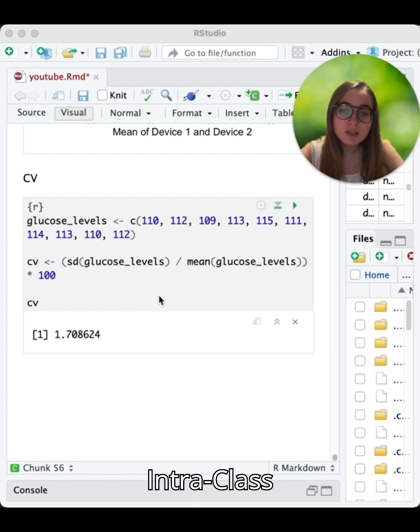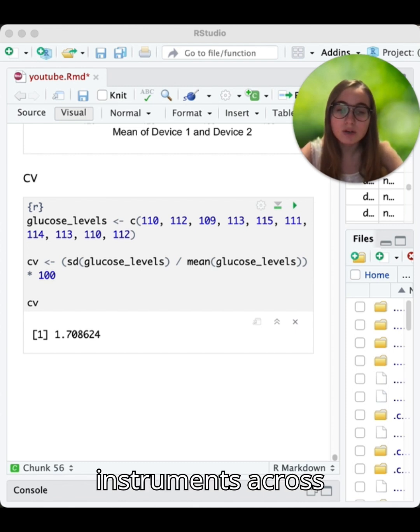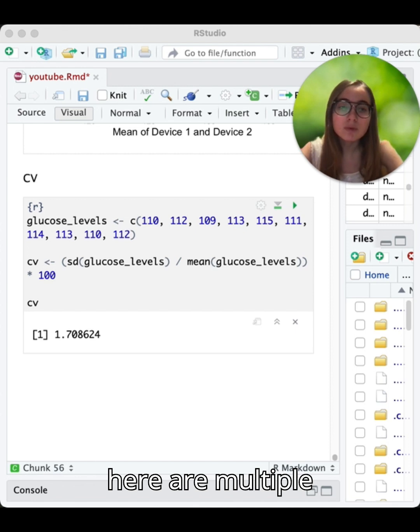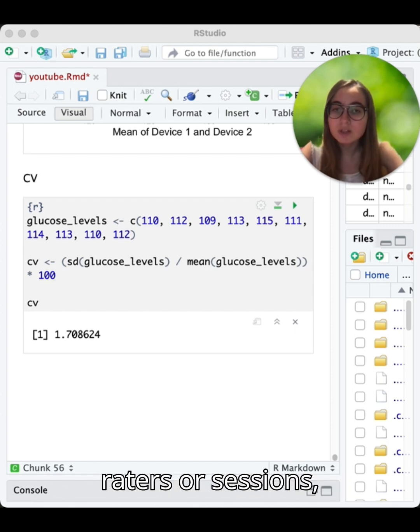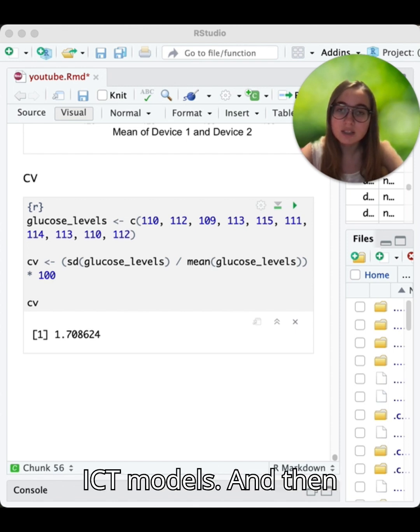After that, we have the Intraclass Correlation Coefficient, called the ICC. It quantifies consistency or agreement between raters, sessions, or instruments across multiple measurements. So the data requirements here are multiple sets of measurements, usually from multiple raters or sessions, and it requires balanced data if using more complex ICC models.